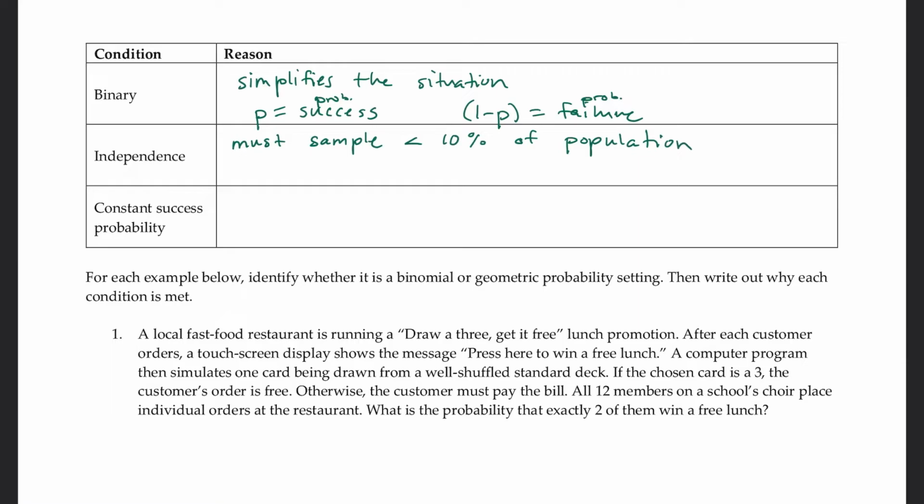And that leads us into this last one here, constant success probability. So if there's a constant success probability, note that this also means that we have a constant failure probability because of that binary from above. And what it also does is ensure a single model for any number of trials.